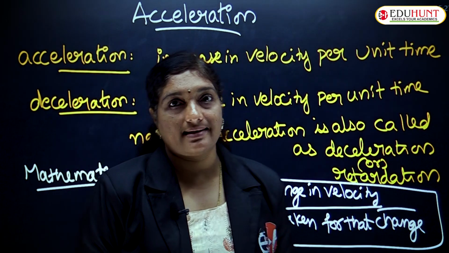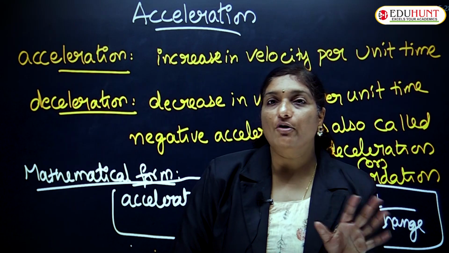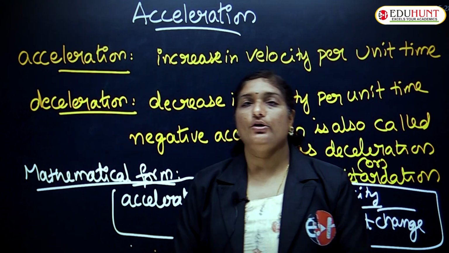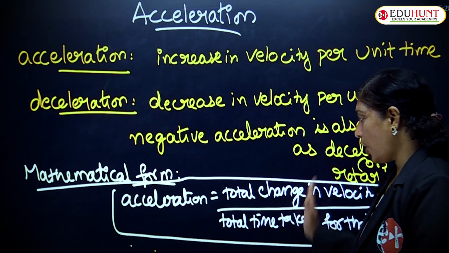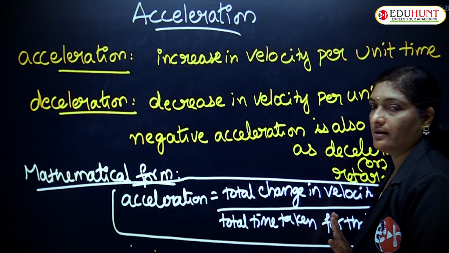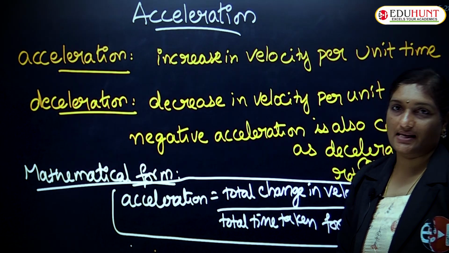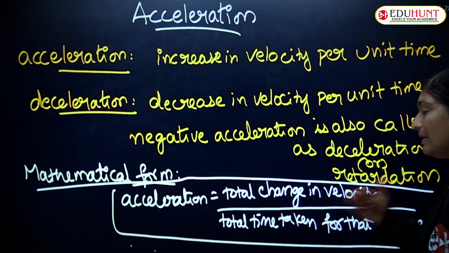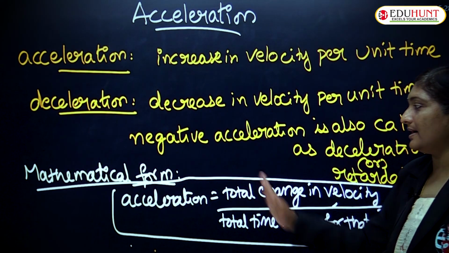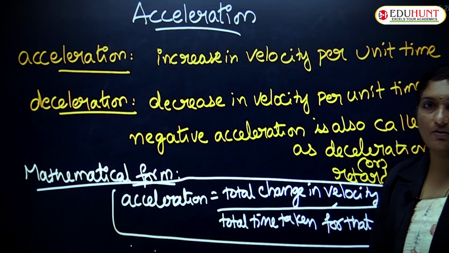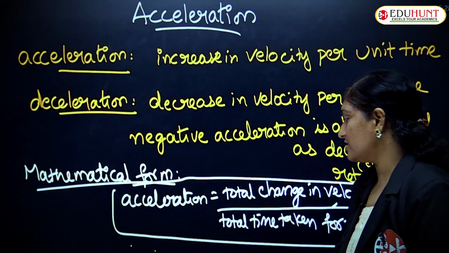Children, again, this acceleration we classified into two types. One is uniform acceleration, the other is non-uniform acceleration. Suppose this ratio is constant throughout its motion, then we say that it is moving with uniform acceleration. But if this ratio is changing continuously from time to time, then we say that it is moving with non-uniform acceleration.